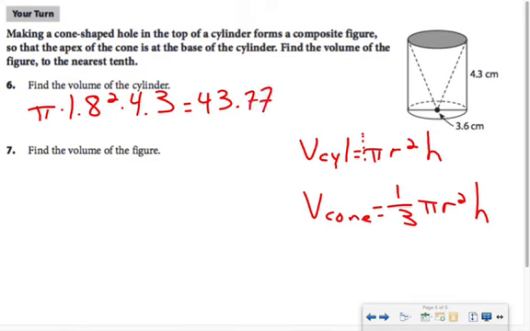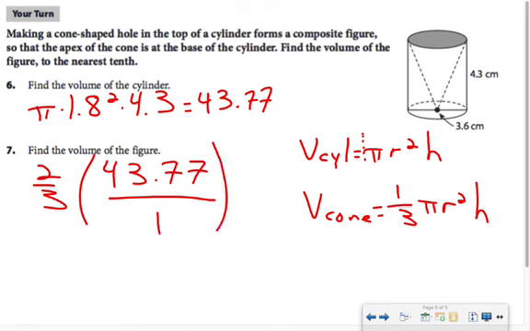And so to find the volume of the figure, I'm just going to take 2/3 of 43.77. And if it makes your heart happy, you can put that over a 1. And remember, when you're multiplying fractions, it's straight across the top and straight across the bottom. So 43.77 times 2 divided by 3 is approximately 29.2 cubic centimeters.